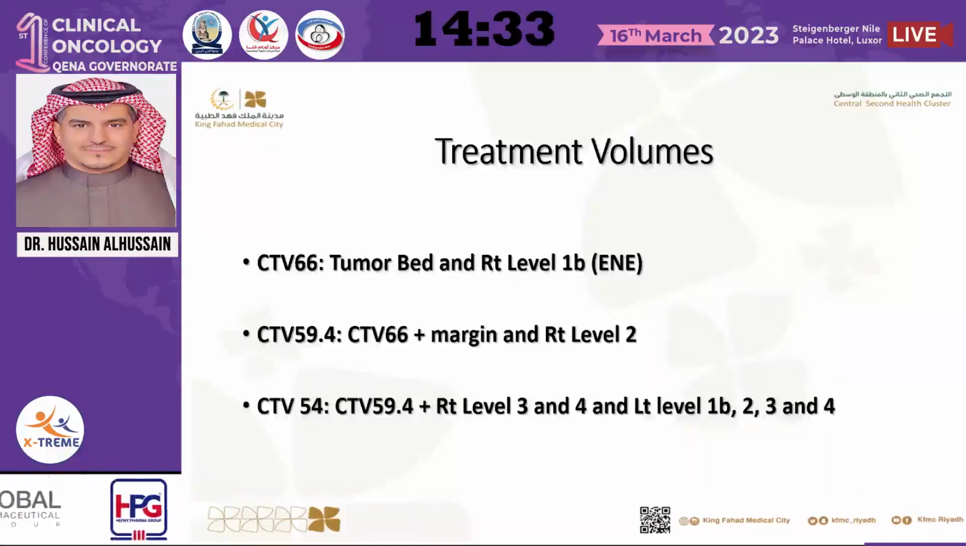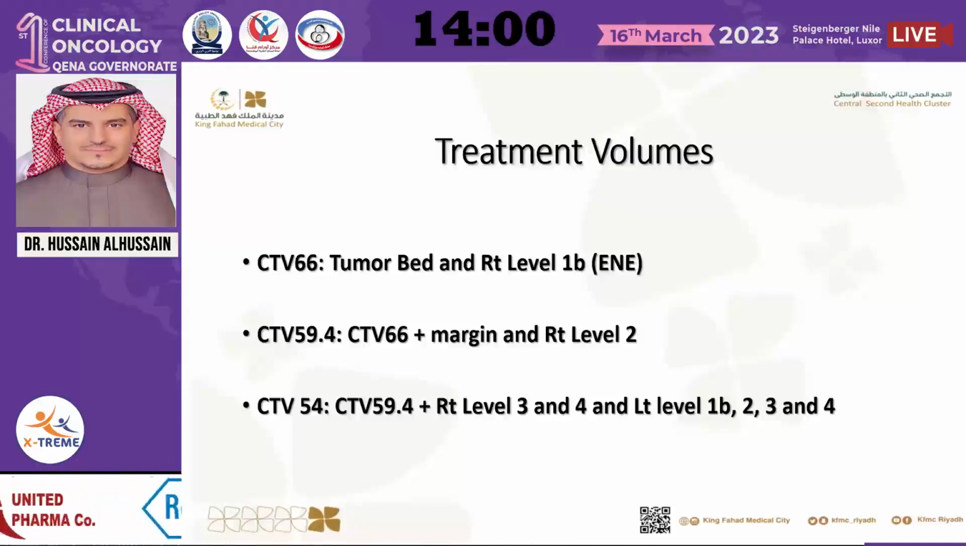This is a summary of the volumes that were targeted for this patient. The high-risk clinical target volume involved the tumor bed with the right level 1B, as it had extranodal extension. The intermediate risk volume included the CTV 66 plus a margin, and included right level 2, which is the lymph node level adjacent to the involved level 1B lymph node. So the adjacent lymph node level was included at level 2.